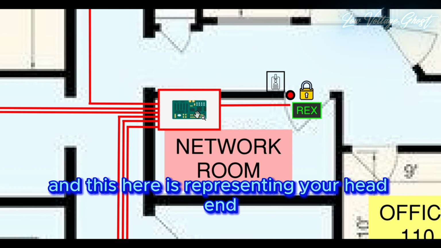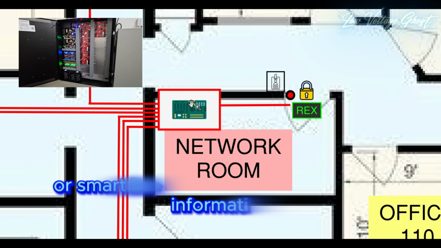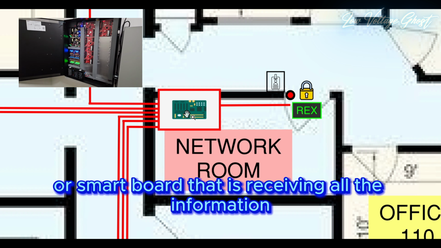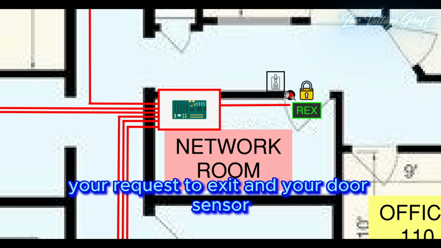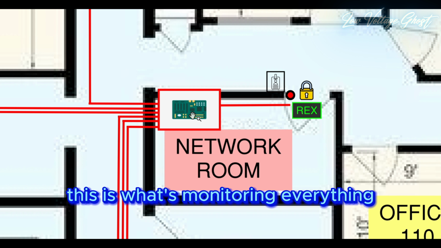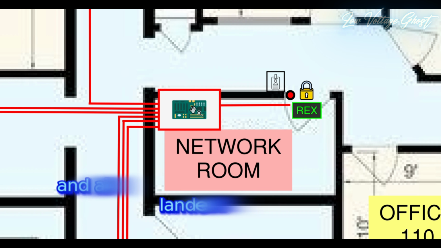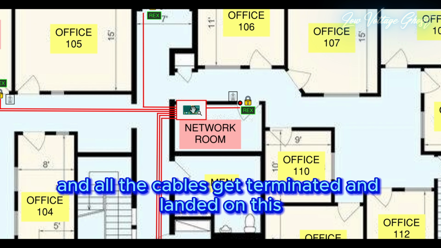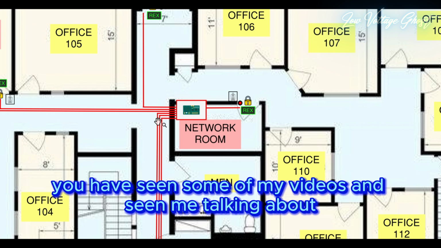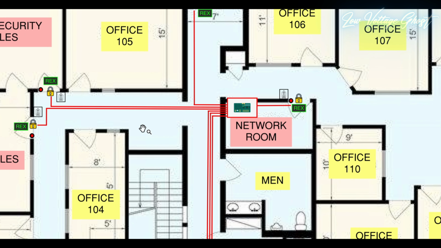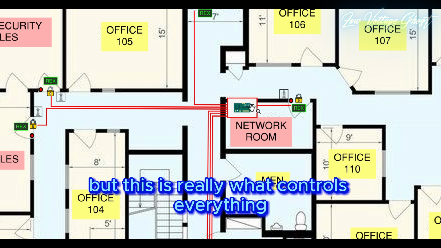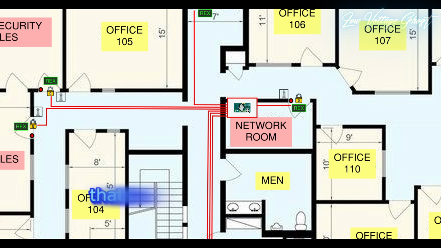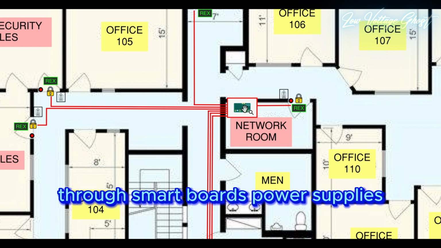And this here is representing your head end or smart board that is receiving all the information: your card reader, your lock, your request to exit, and your door sensor. This is what's monitoring everything, and all the cables get terminated and landed on this. You have seen some of my videos where I talk about what each component inside of it technically does, but this is really what controls everything that has to do with your doors through smart boards, power supplies, etc.